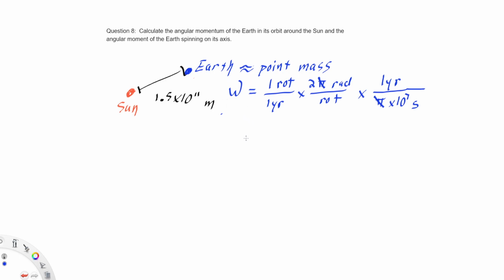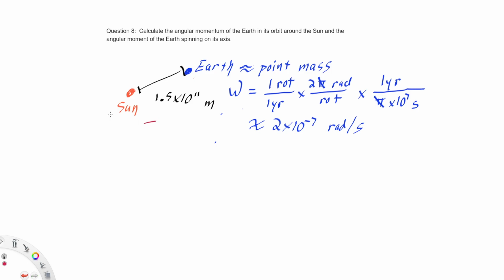If you Googled it, that is okay, but I mean, I would have liked to see you work out the angular speed. Because there's approximately pi times 10 to the 7 seconds in a year. That's an approximation that's good to within like 3%, I think.